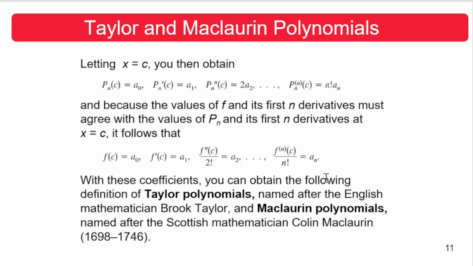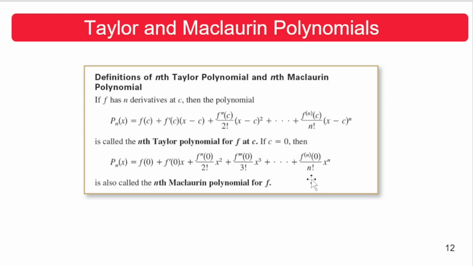So with this coefficient, you can obtain the following definition of Taylor polynomials, named after the English mathematician Brook Taylor, and Maclaurin polynomials, named after the Scottish mathematician Colin Maclaurin from 1698 to 1746. Okay, so let's now define the Taylor and the Maclaurin polynomial.